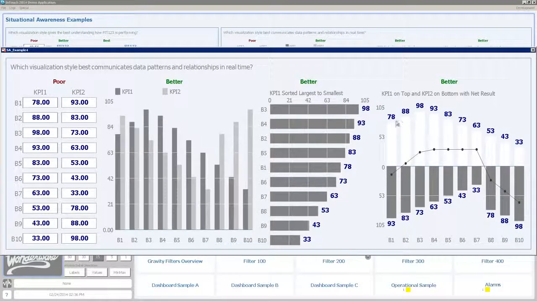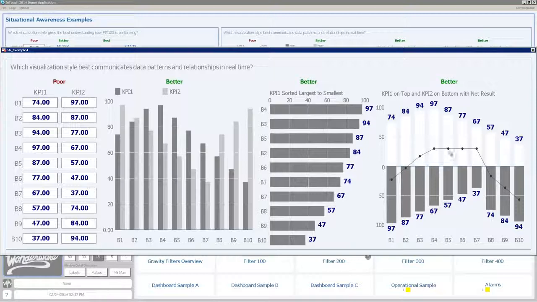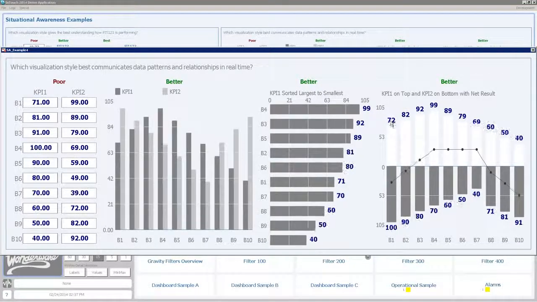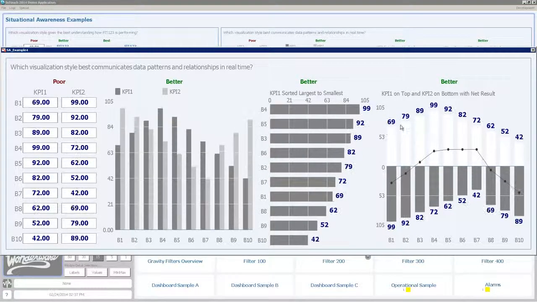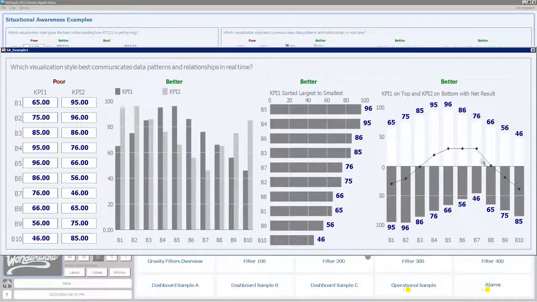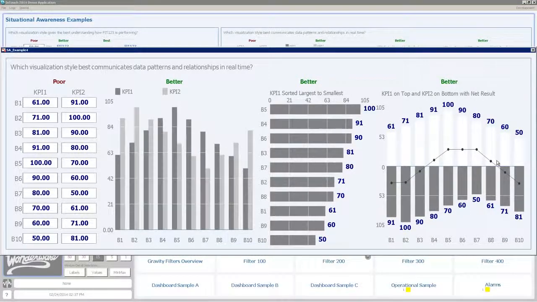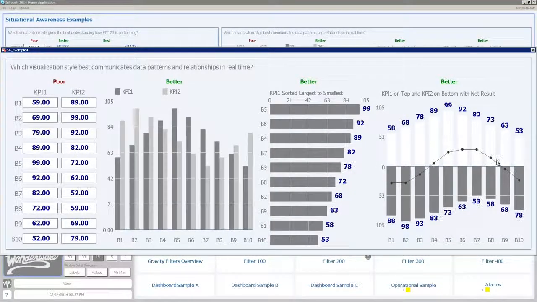So if I'm trying to understand the difference between values KPI 1 and KPI 2 and look at them across the system, what I've got is this gain-loss chart where I can see my gains on the top and my losses on the bottom, if you will, and this line is showing me the net result.